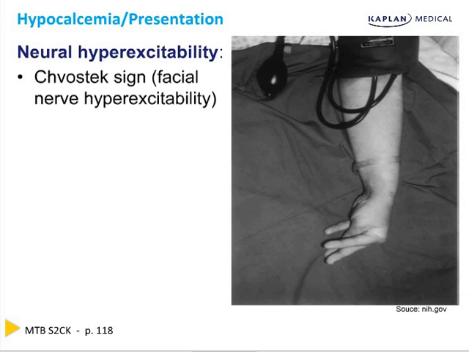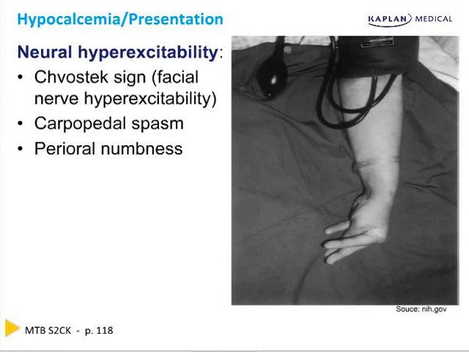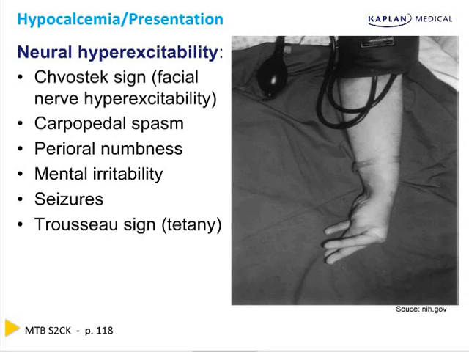And that is what you're seeing here, this is carpopedal spasm or Trousseau sign. This is a person who, when the blood pressure cuff is blown up, has muscles that contract involuntarily more easily in the arm. This is Trousseau's right here. Now the same thing happens on the face with Chvostek sign. I tap, tap, tap the face, and the Chvostek sign occurs when it causes facial spasm.